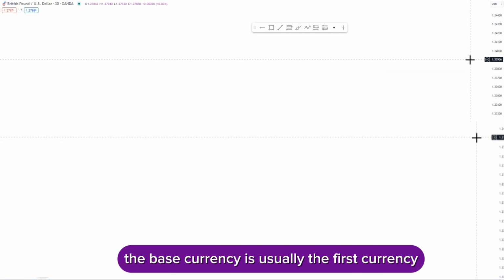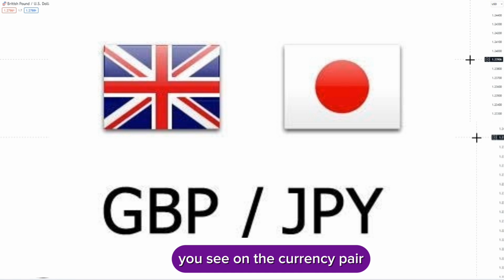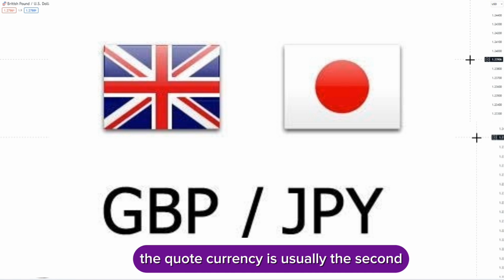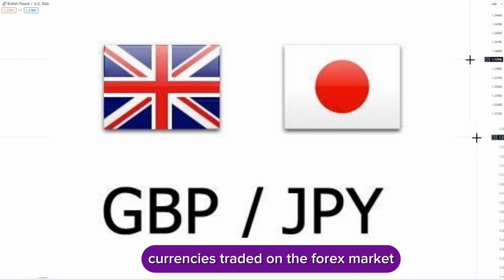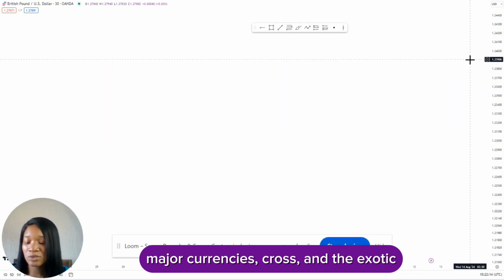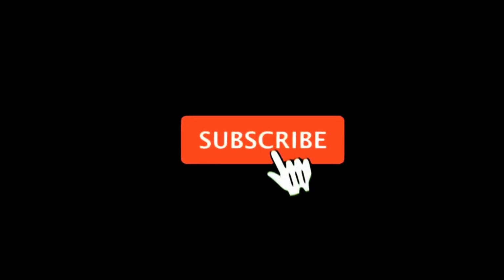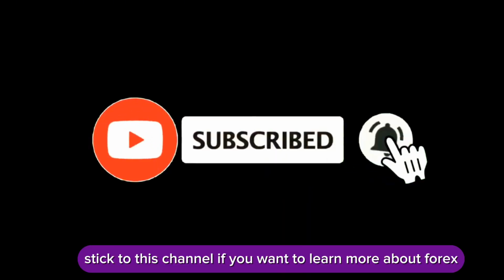The base currency is usually the first currency you see on the currency pair. The quote currency is usually the second currency you see on the currency pair. And there are 3 types of currencies traded on the forex market: the major currency, the cross, and the exotic currency. Stick to this channel if you want to learn more about forex.